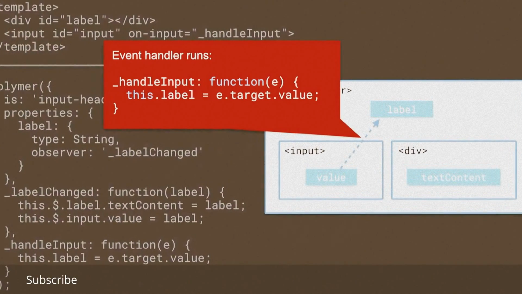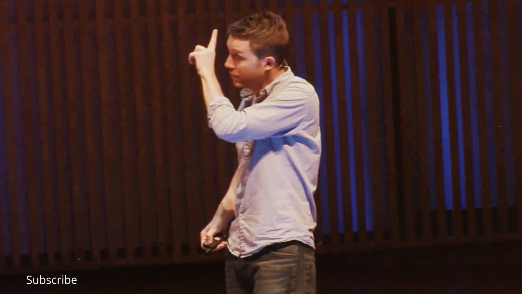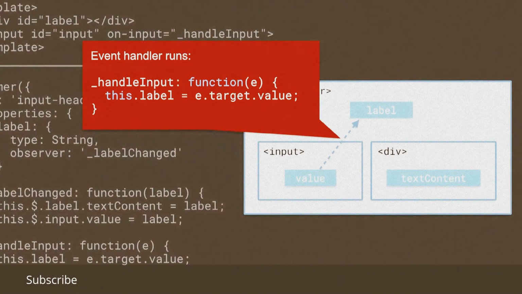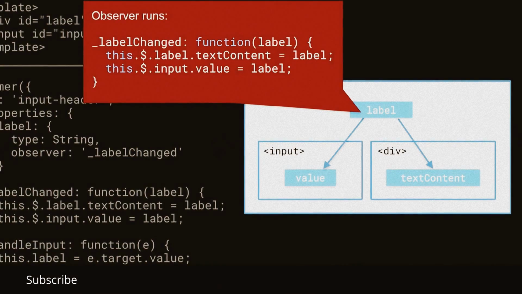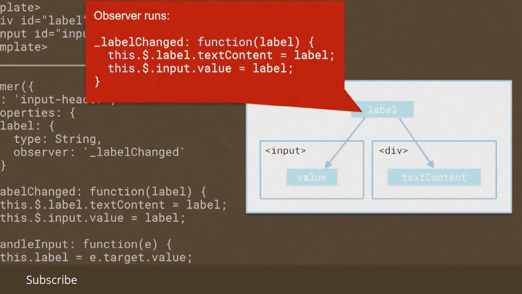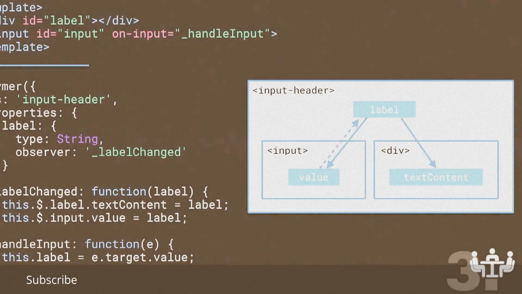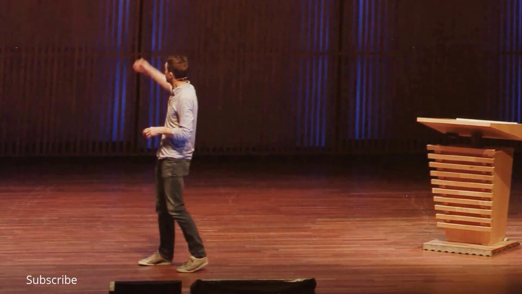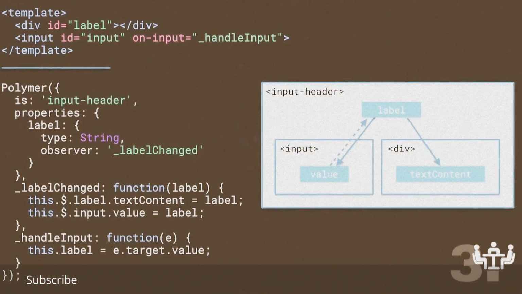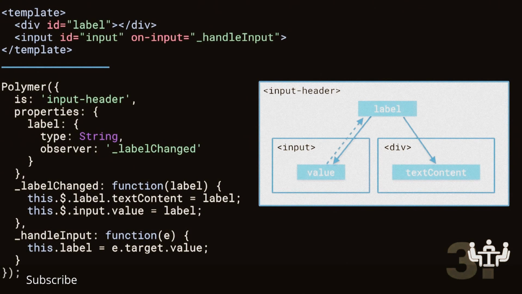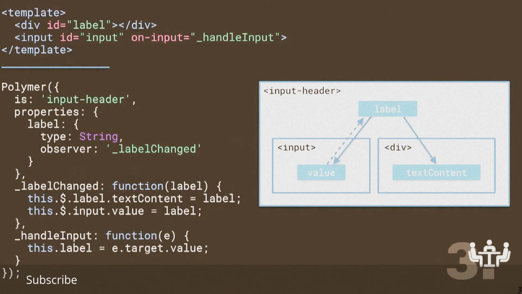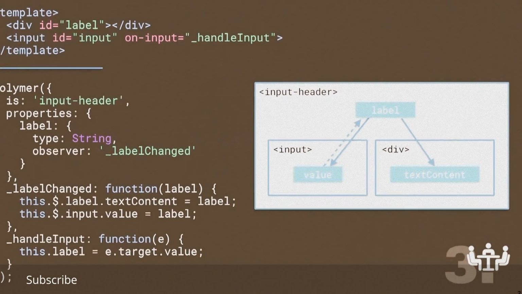So when the input event comes up, we're going to set the value to the host's label property. So this is the host, the input header. And then that's going to trigger the observer to send the data back down to the children. Right? So this is kind of just the classic instantiation of the mediator pattern in Polymer. We've got an API coming in, the label, and then the host, the custom element, is responsible for getting that information to its children, and then listening for events and doing what it needs to get its work done.